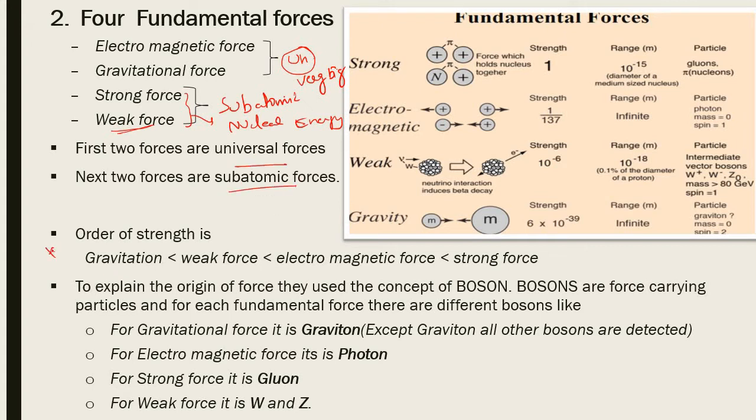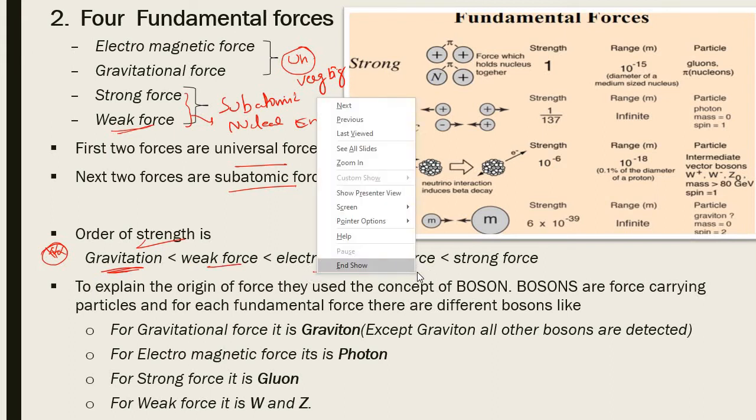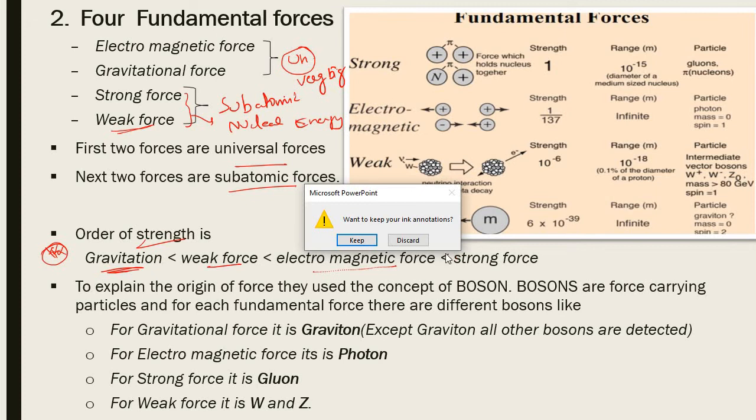Now, the order of strength. This point is very important from a prelims perspective. They may ask which force is highest and which force is lowest in terms of strength. Gravitation is the weakest of all, later is weak force, after that is electromagnetic force, and the strongest force is strong force.